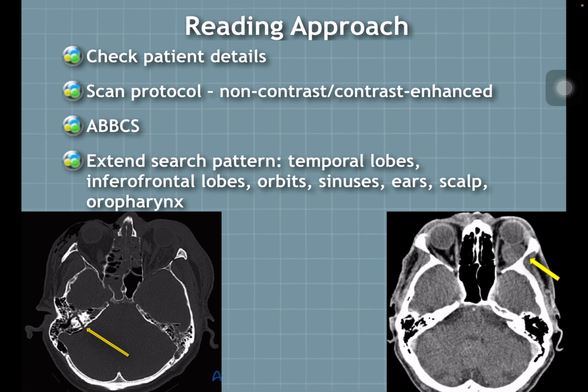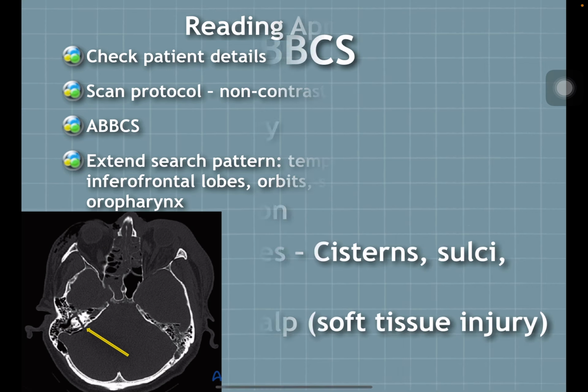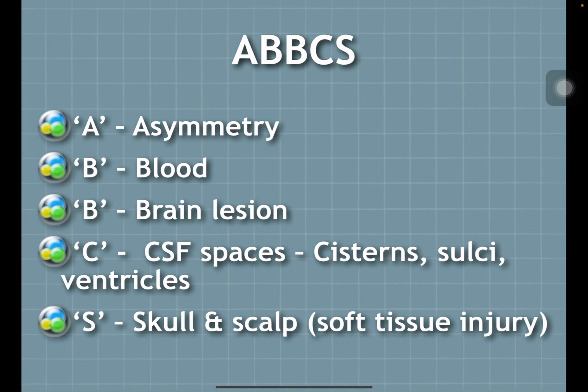Patient presented with a short history of left-sided proptosis. So here we have an intraorbital lesion, which is the mets from the primary melanoma. So for the ABBCS mnemonic, A for asymmetry, B for blood, B for brain lesion, C for CSF spaces, cistern, sulci, and ventricle, and S for skull and scalp for soft tissue injury.